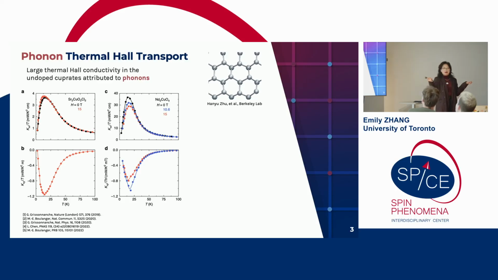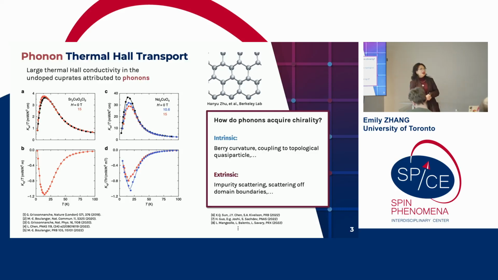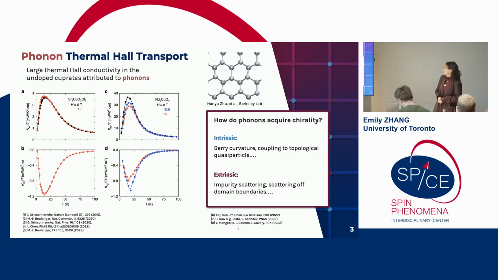One thing that we've heard a lot about today is the phonon thermal Hall transport. Specifically, our work is motivated by experiments where they measured large thermal Hall conductivity in the undoped cuprates, the parent compounds of the cuprate superconductors, and this has been attributed to phonons. Phonons can contribute to the thermal Hall effect in two main ways. The first is the intrinsic thermal Hall effect, which includes the phonons having a Berry curvature themselves, or coupling to topological quasi-particles such as magnons. The other is extrinsic mechanisms, such as scattering off of impurities and domain boundaries.